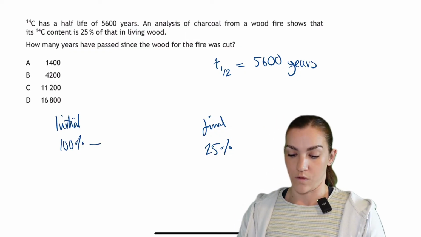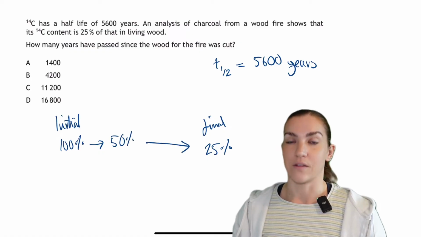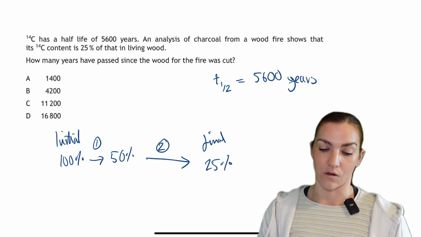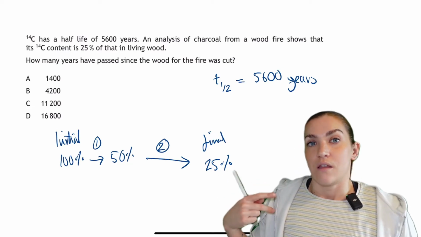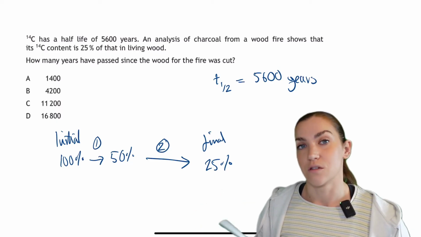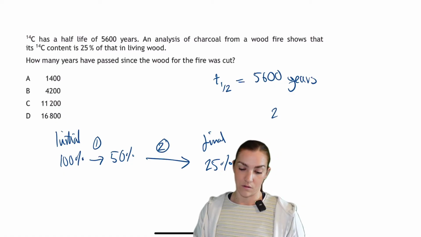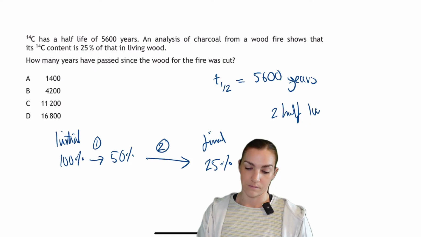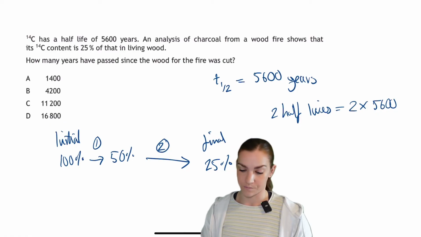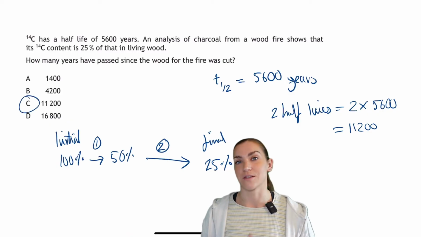So if it underwent the 1 half-life, it would have gone down to 50%. And then after another half-life, that would take it to the 25%. So again, if we count our arrows, we can see that it's undergone 2 half-lives. That then means that we can work out how much time has passed because we know what 1 half-life is. So to work out what 2 half-lives would be, we just times it by 2. So 2 half-lives is 2 times the 5,600, so that would give us 11,200. So that would give us the answer C.